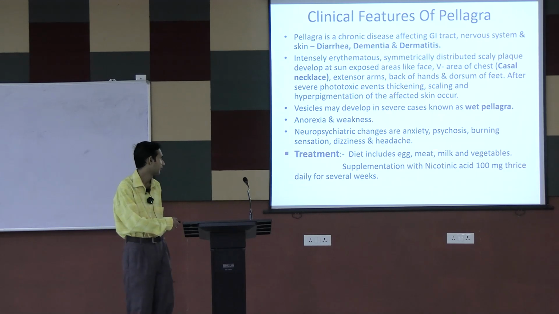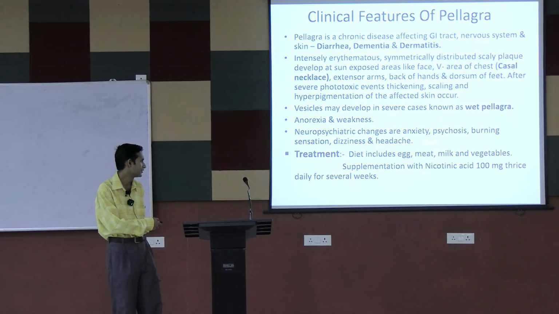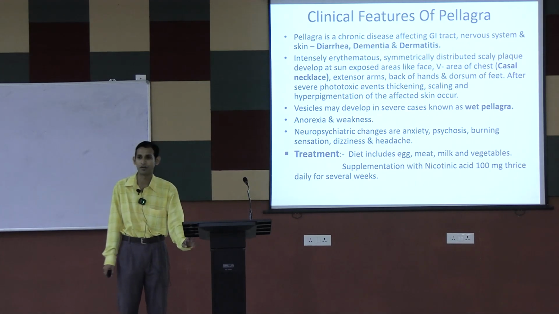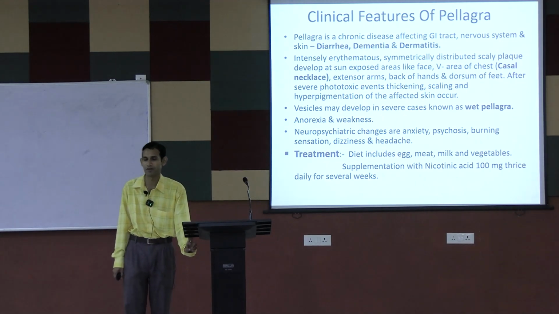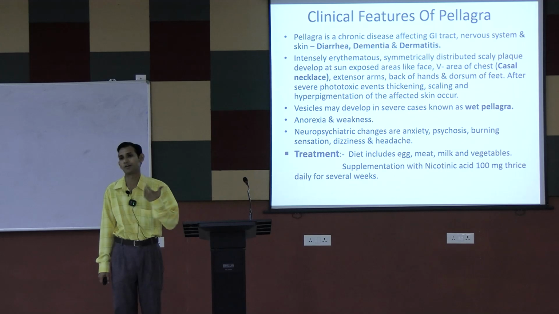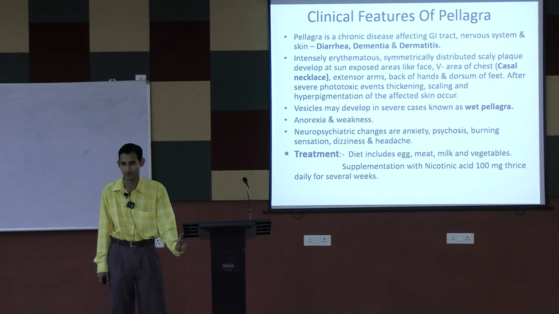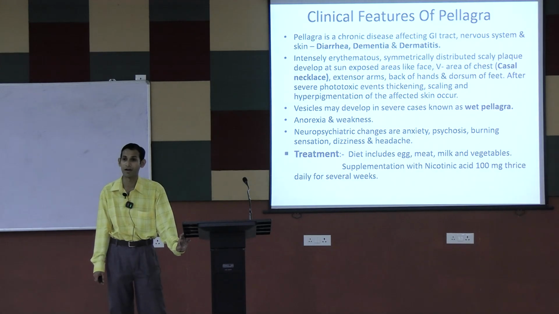So, the treatment, how will you treat? Diet rich in vitamin B3, that is egg, meat, milk and vegetables, and supplementation with nicotinic acid, 100 mg 3 times daily for several weeks, leads to reversal of the pigmentation. 100 mg 3 times daily for several weeks. And in case of fluid and electrolyte depletion, you have to give fluid and electrolyte replacement, that is ORS, or sometimes IV fluid can be given for the treatment of diarrhea.